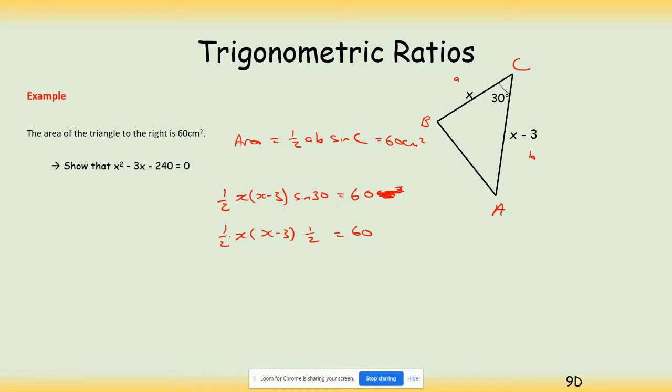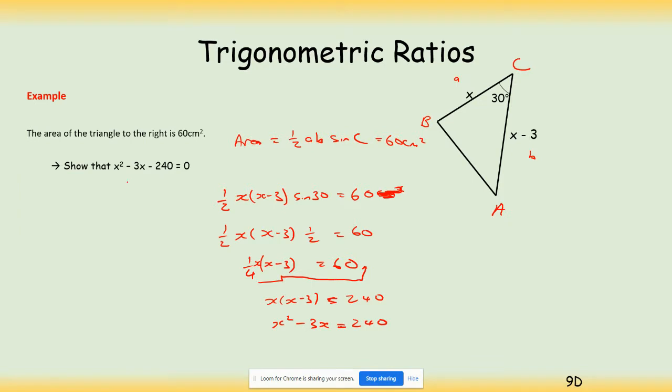Right. So a half times a half is a quarter. So I've got a quarter x times x minus 3 equals 60. Now, because I'm dividing by 4, I can make it multiply on the other side. So I've got x times x minus 3 is equal to 60 times 4, which is 240. If I expand this side out now, I've got x squared minus 3x equals 240, which looks very similar to the equation they want us to show.